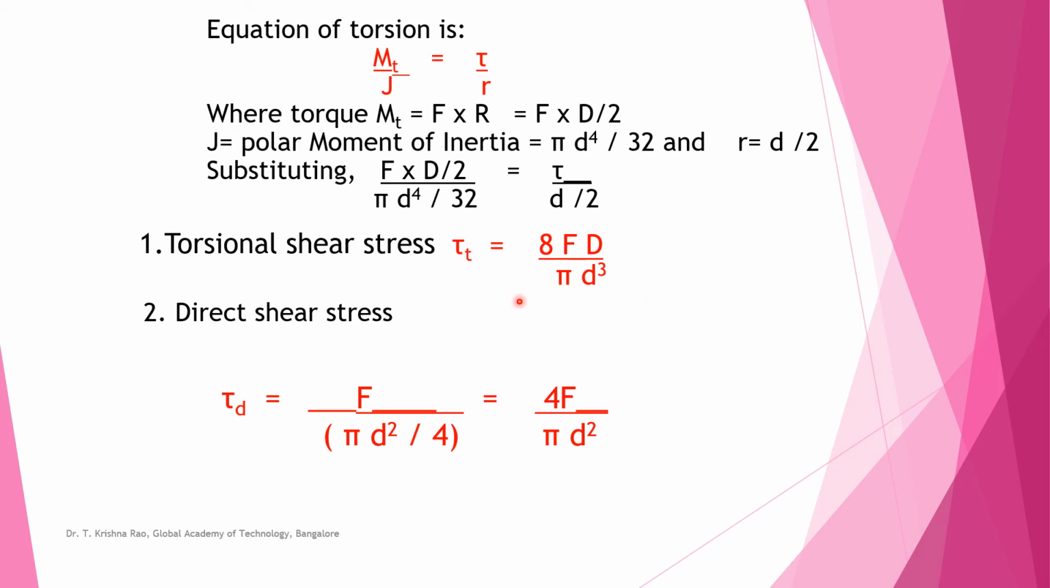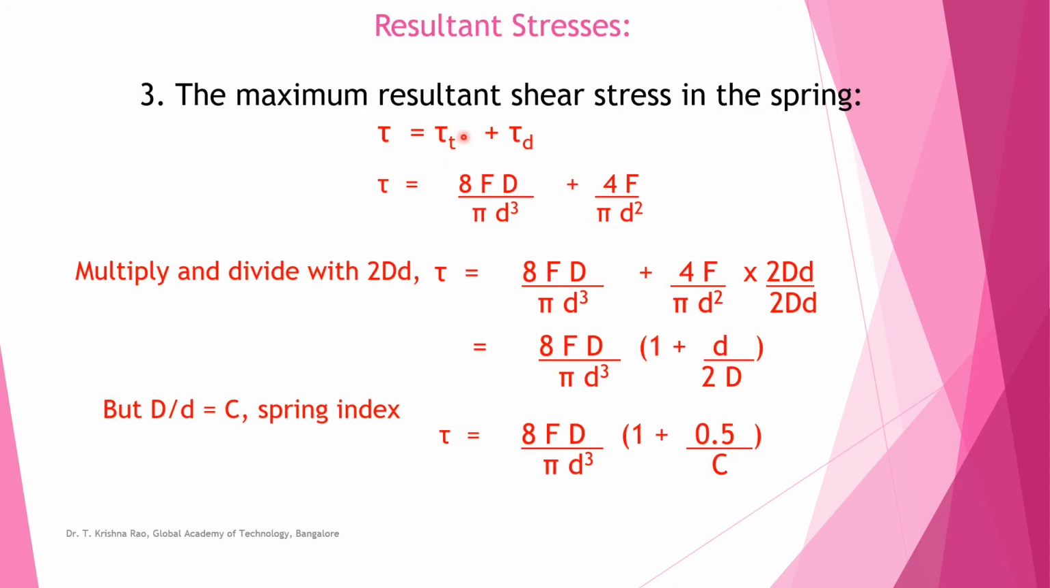Also we have direct shear stress. Because the load is eccentric in nature, we have direct stress and the torsional stress. Direct shear stress is load by area. Area of a cross section is pi d square by 4. So this comes to 4F by pi d square. F divided by pi by 4 d square. So adding these two give you the total maximum resultant shear stress. Total shear stress is given by the shear stress due to torque plus the shear stress due to the direct axial load. Combine these two is the total value.